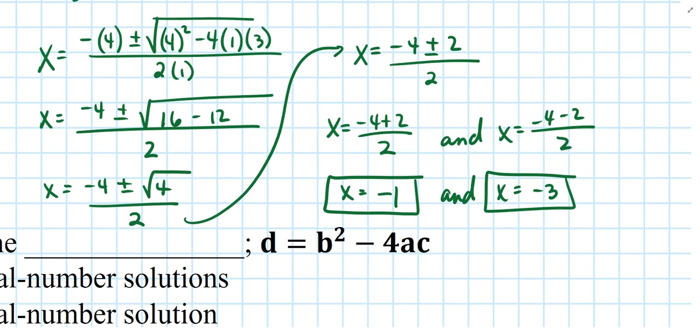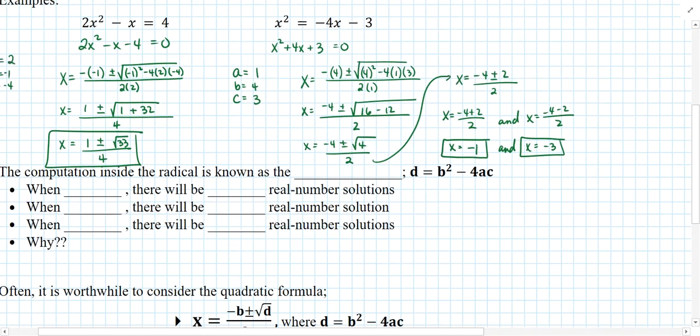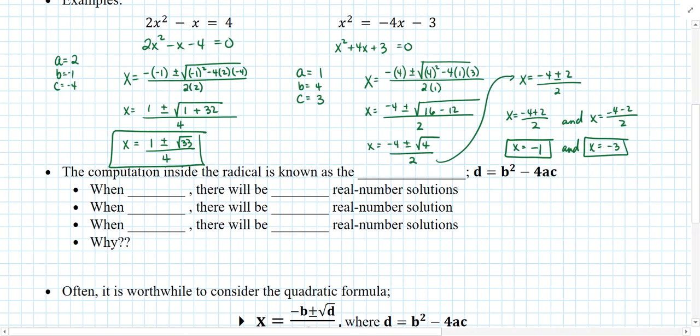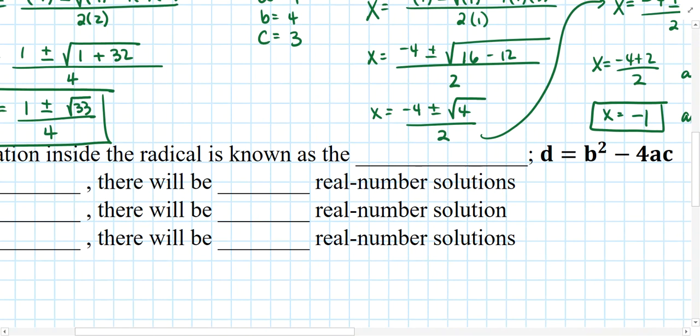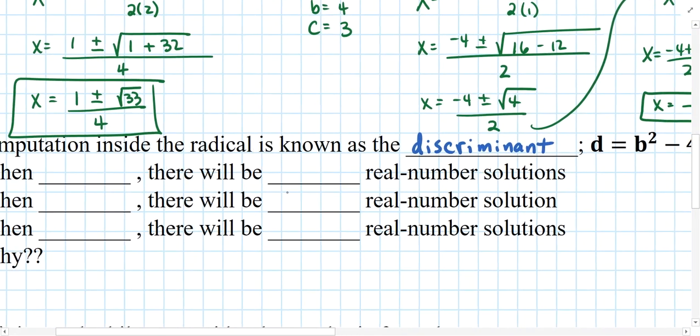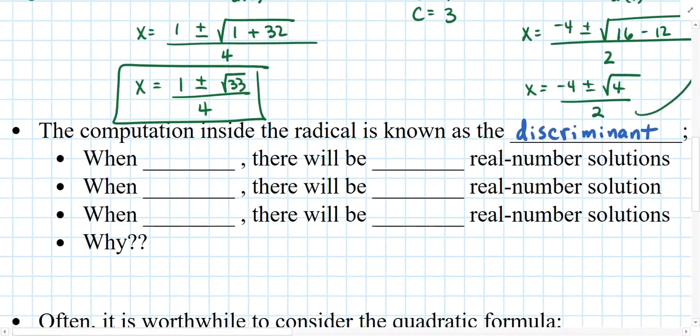What was interesting about these solutions is that both are nice integer answers that could have been obtained by factoring, but the quadratic formula offers an alternative that works in any case. The computation inside the radical is known as the discriminant. This is sometimes determined first because the value of the discriminant helps us to understand the nature of the solutions to the quadratic equation.